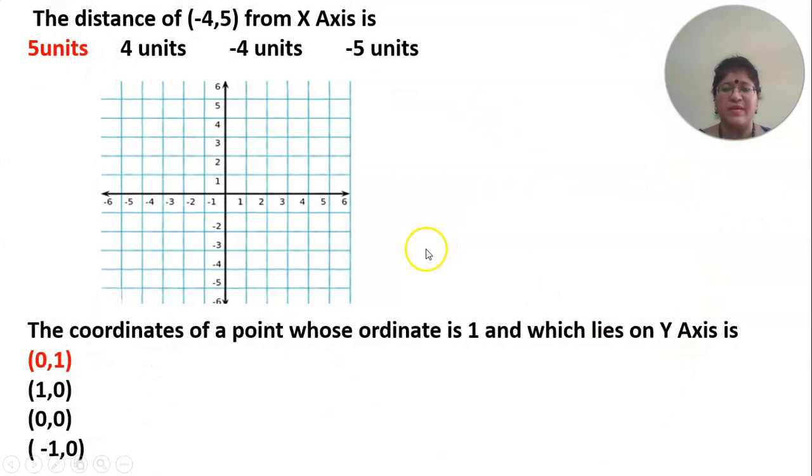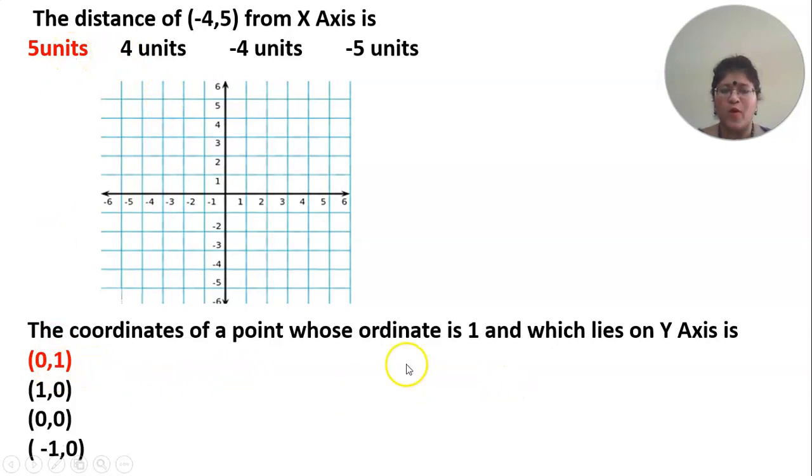Now, these are also some MCQs. The distance of -4, 5 from x-axis is. I have just shown the graph here. It's just for better understanding, but you can even do this orally without any graph. -4, 5 means it's lying here. How far is it from the x-axis? So count: 1, 2, 3, 4, 5. It is 5 units. So the answer is 5 units.